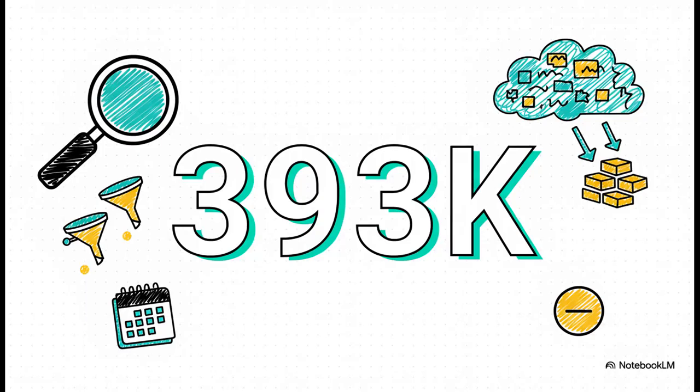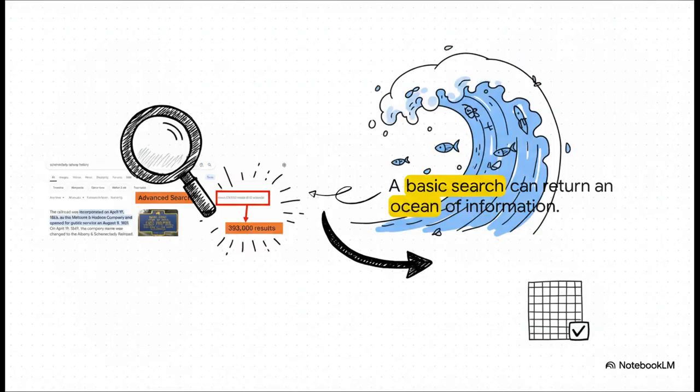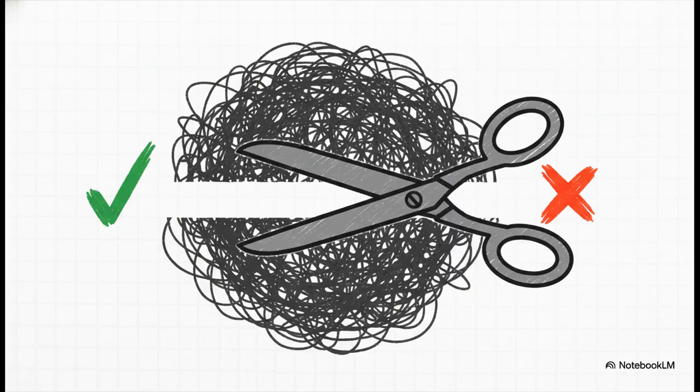Let's say you're doing some research, looking for Schenectady Railway history. You hit search, and Google proudly tells you it found almost 400,000 pages. I mean, seriously, where do you even start with that? And this is what it looks like in the wild. A simple 3-word search unleashes this ocean of information. And the important stuff, the thing you're actually looking for, is probably buried hundreds of pages deep under all that noise.